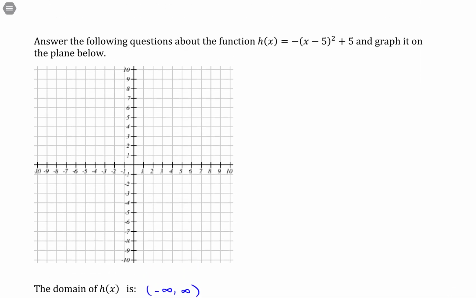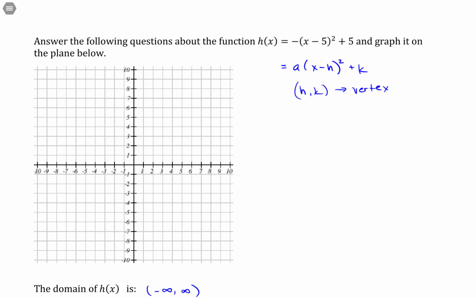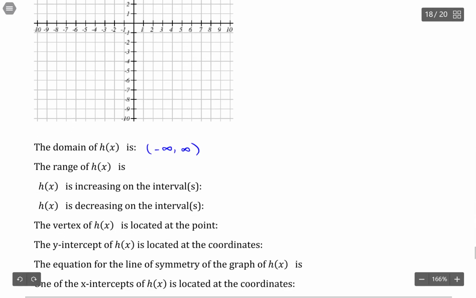So the form of this function is a times (x minus h) quantity squared plus k, where h and k are the coordinates of the vertex. Now, because of this minus in front of the h value, we need to take the opposite of the number that's sitting here. So the vertex is actually sitting at the point 5, 5. So we'll go ahead and plot that. 5, 5 is there. We'll just say that's the vertex with a V.